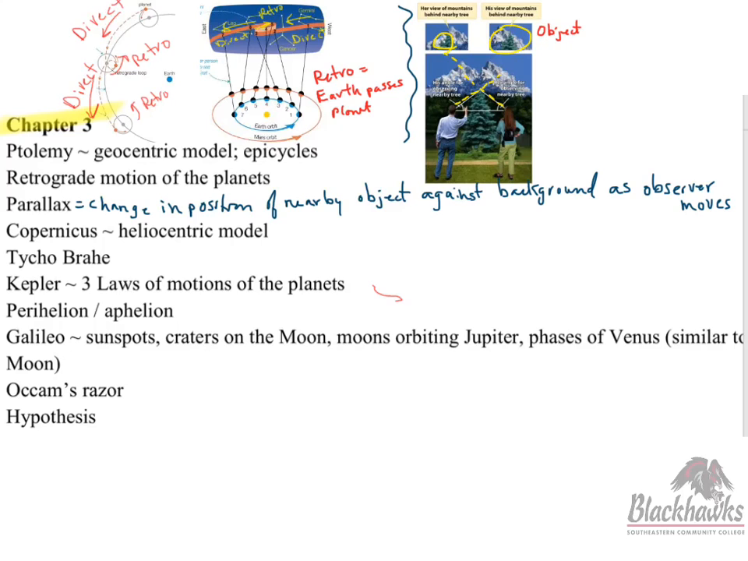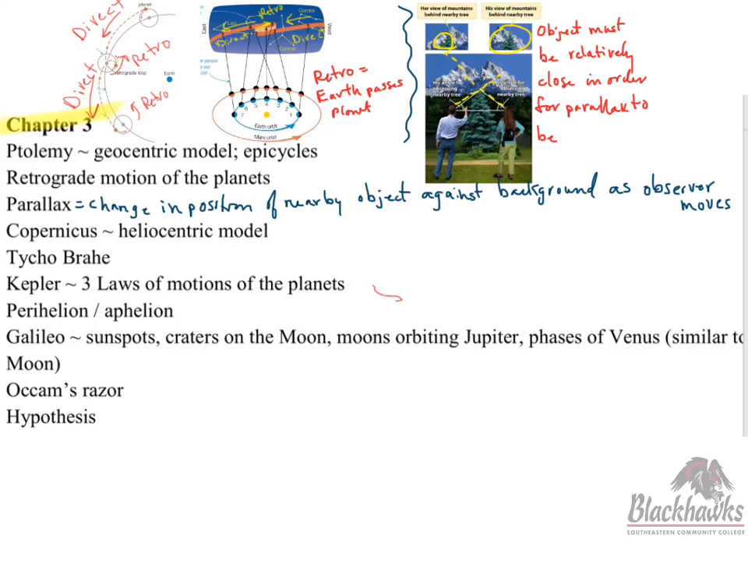So parallax will only work like you're seeing here if there is an object that is relatively close, okay? And we are changing our position. Here the change of position is indicated by those two people at slightly different positions. So we see that parallax of the tree against the background mountain.